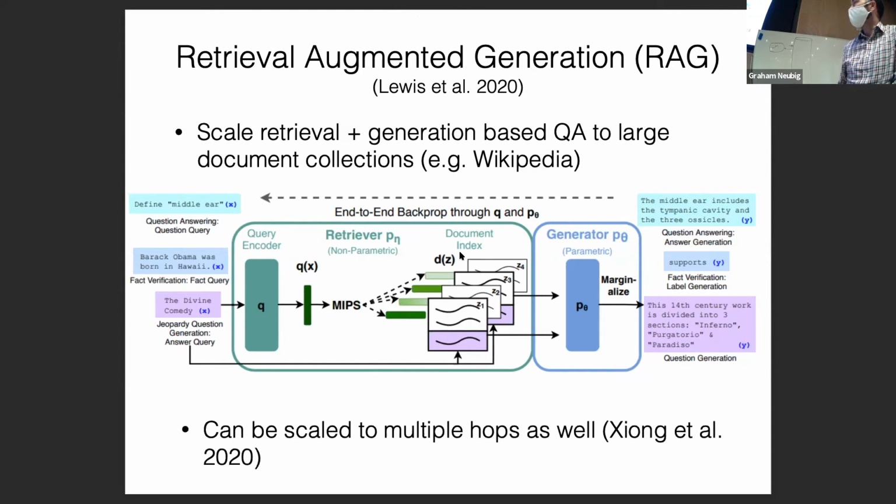There are also methods that scale this to multiple hops. Basically you do one step of retrieval, and then you do a second step of retrieval based on encoding the query and the document you retrieved in the first step. So that's also a possibility. I don't know if it's exactly state of the art, but it's a near state of the art model that you can download and use if you're interested.